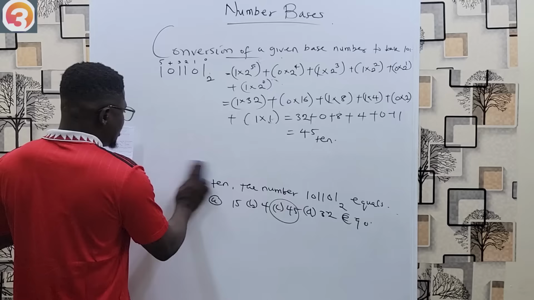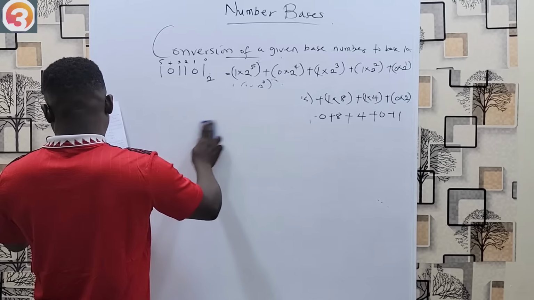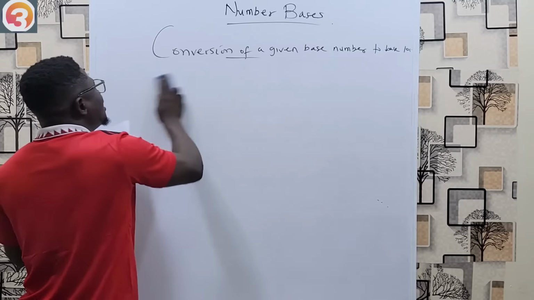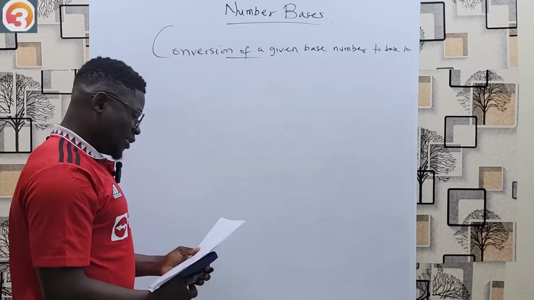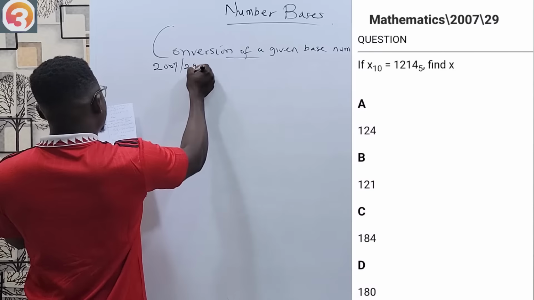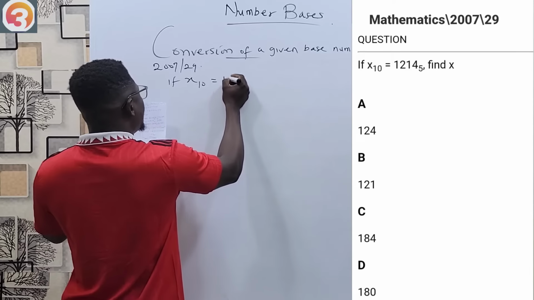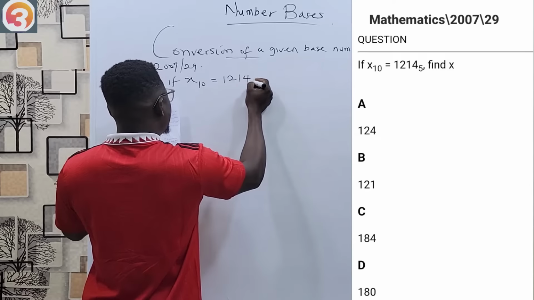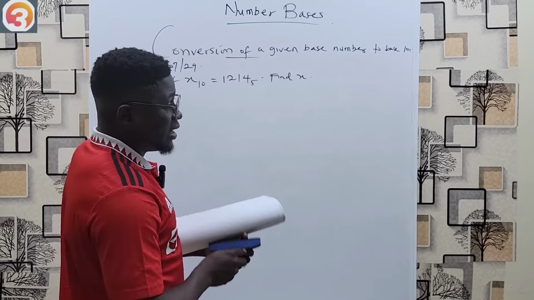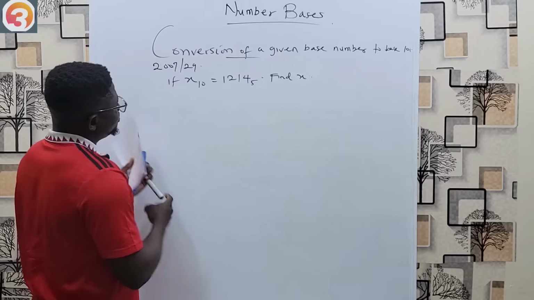to base 10. Now let's take another question quickly because of time. We're moving with the speed of light, and now that we already understand how to convert. All right, so there's a question here. Some of you will say they teach simple questions and then give us hard ones. Let's attempt this question. This is a 2007 question, question 29. They said if x base 10 is equal to 1214 base 5, find x. This is from the O3Schools JAMB app. So you should head over there, download the app, and see all forms of questions that number bases can come out in. So now let's go.